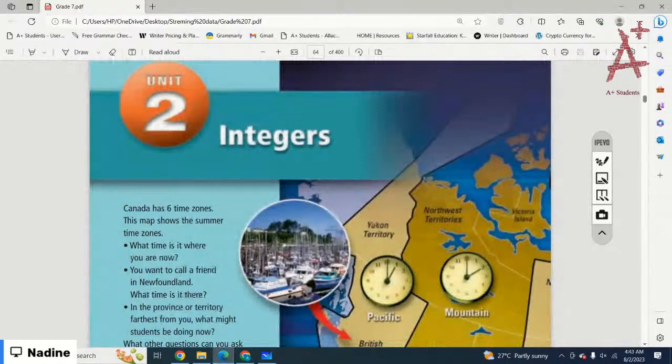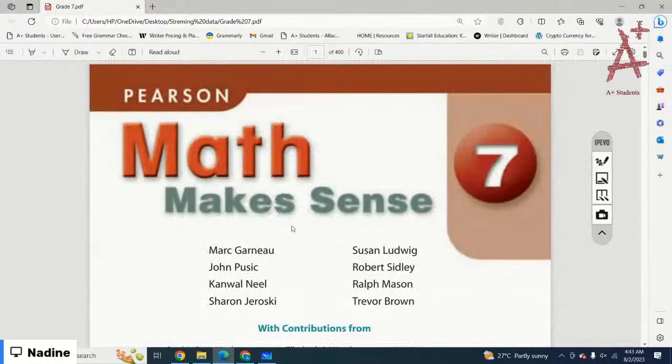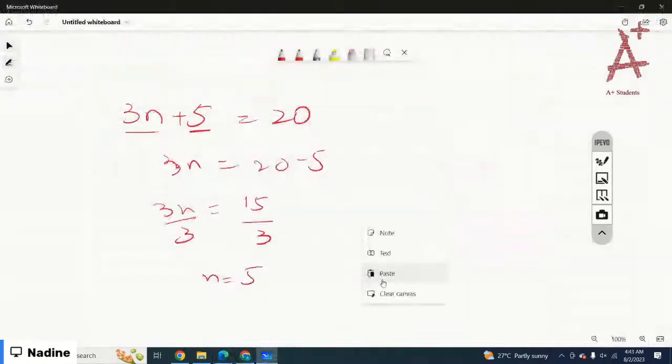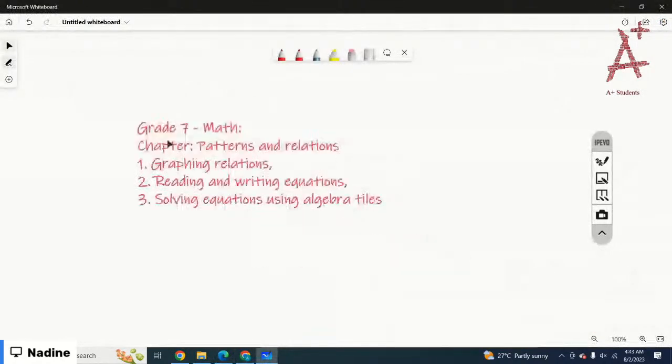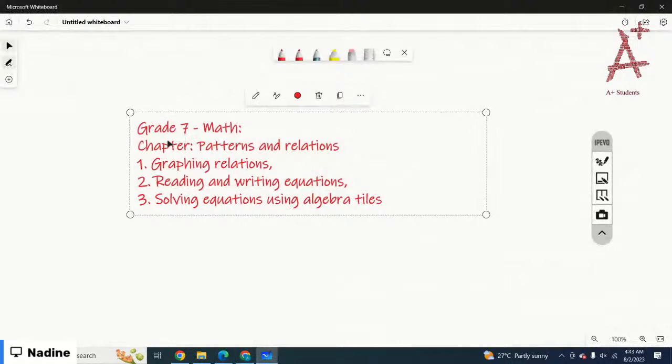You can find this in a book. Here you can see the book. It is Math Makes Sense grade 7. What we're working on is chapter 1. The lessons we have covered today are 1.6, 1.7 and 1.8. Here are the names of the lessons we have covered today. We're working on chapter 1, that is patterns and relations. The lessons we did are graphing relations, reading and writing equations, and solving equations using algebra tiles.